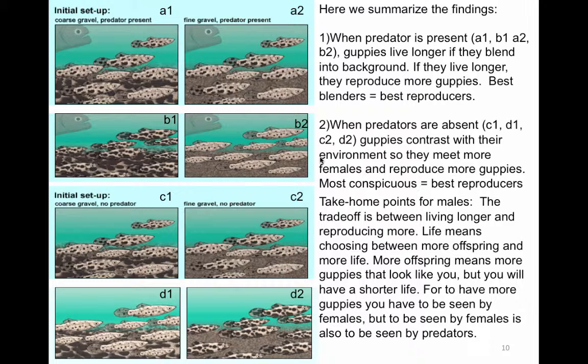The take-home point for males: the trade-off is between living longer and reproducing more. Life means choosing between more offspring and more life. More offspring means more guppies that look like you, but you, in fact, will have a shorter life. For to have more guppies, you have to be seen by females. But to be seen by females is also to be seen by predators.